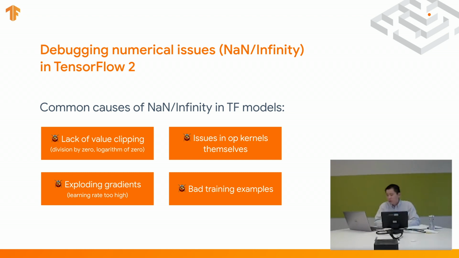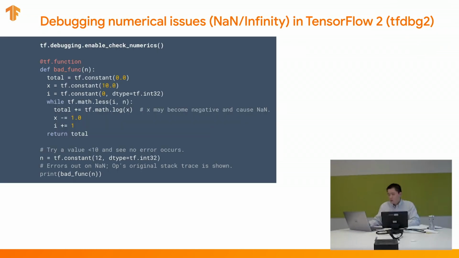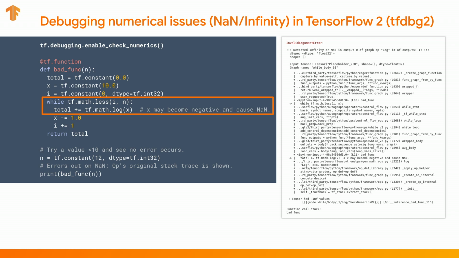So I'm going to present two tools here. The first one is a new API. It's called tf.debugging.enable_check_numerics. So it's a relatively new API. It just came into existence in TF 2.1, which was released about a month ago. What the API does is that you can simply add one line of code to your TF program.